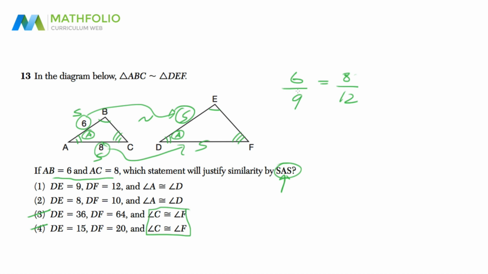Well, 6 over 9 simplifies. 3 in here is 2, 3 in here is 3. This simplifies, 4 in there is 2, 4 in there is 3. So this is the information that will help us know that these two shapes are similar by SAS. Number 1 is our answer for 13.